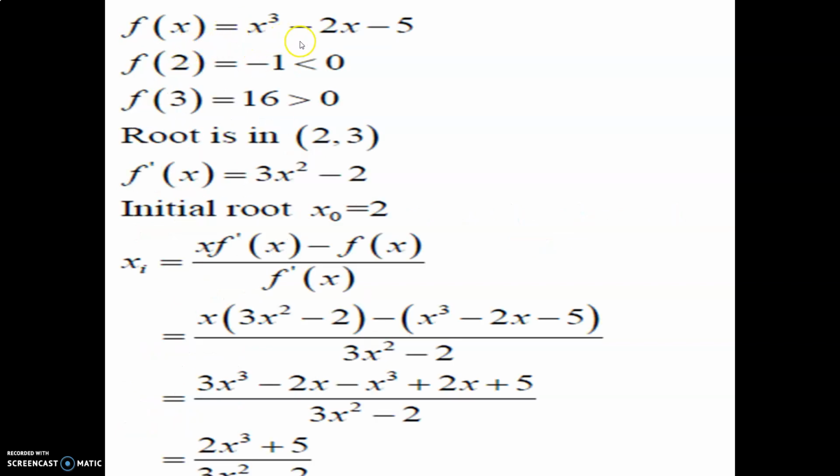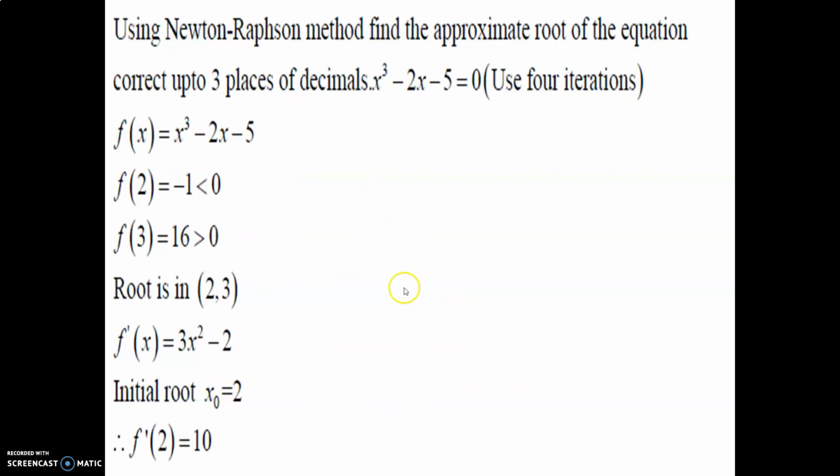Now f of x is equal to x cube minus 2x minus 5. f of 2 is minus 1, less than 0, f of 3 is 16, greater than 0. The root lies in between 2 and 3. Initial root x0 is equal to 2. x minus f of x upon f dash of x, that is x minus x cube minus 2x minus 5 upon 3x square minus 2. Simplify: 3x cube minus 2x minus x cube plus 2x plus 5 upon 3x square minus 2, which is 2x cube plus 5 upon 3x square minus 2. It is the initial root. You have to find the remaining iterations as homework.